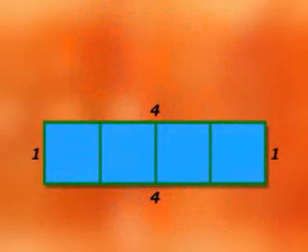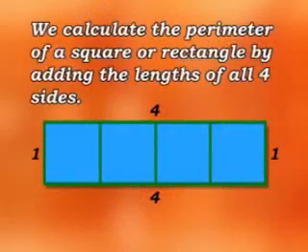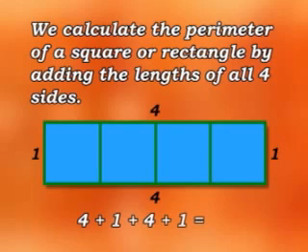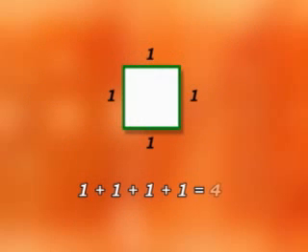Let's look at squares again. You know that we calculate the perimeter of a square or rectangle by adding the lengths of all four sides. So in this figure, the lengths are 4, 1, 4, and 1, making 10. In this figure, they are 1, 1, 1, and 1, making 4.